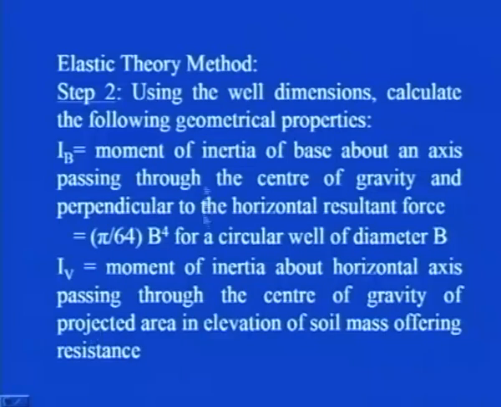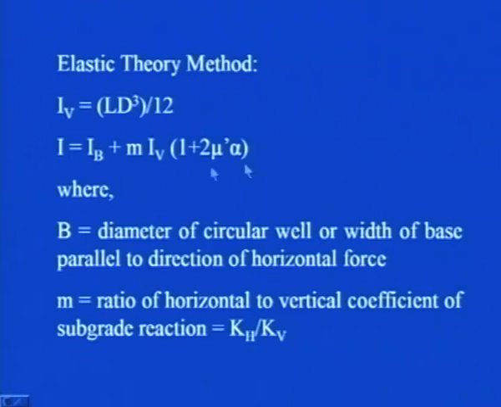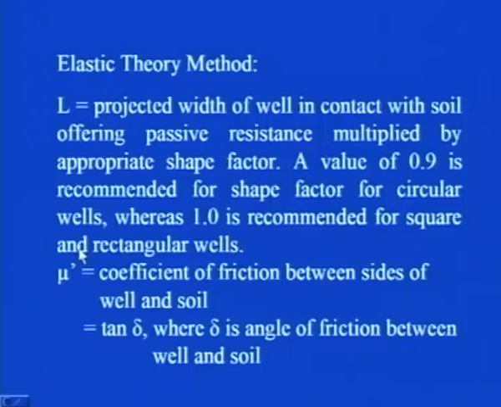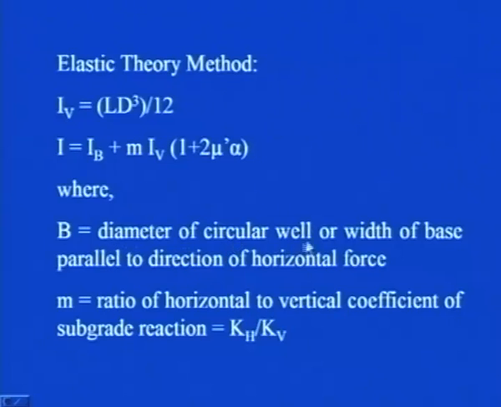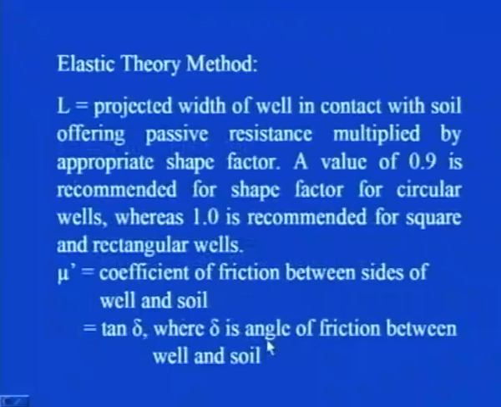Once you know these two properties, you have IV as L D cube by 12, and then you can obtain the expression for I as IB plus M IV into 1 plus 2 mu prime into alpha, where B is the diameter of the circular well or the width of base parallel to the direction of horizontal force. M is the ratio of horizontal to vertical coefficient of subgrade reaction, that is KH upon KV.